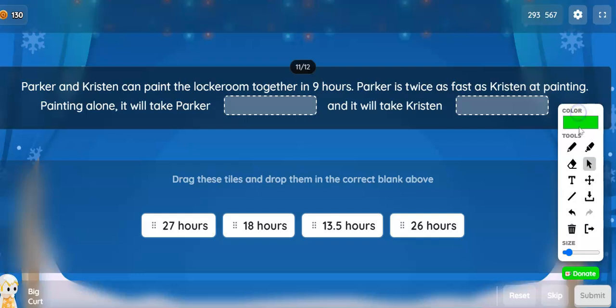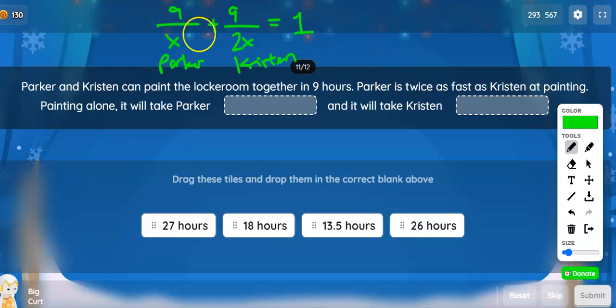And final or last 2 questions. Parker and Kristen could paint a locker room together in 9 hours. Remember, time together goes in the numerator. Parker is twice as fast as Kristen, so one of them is 2x. Let me make sure I set this up right. I'm going to call it Parker and Kristen. I need to go back and check and make sure I set it up. Parker's twice as fast. Yep, so Kristen takes twice as much time. So I do have it set up correctly.